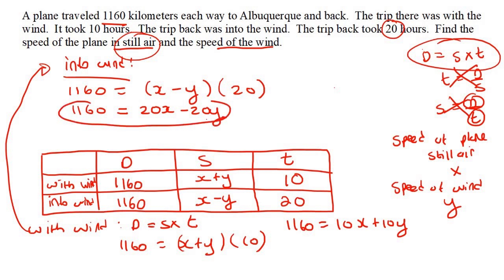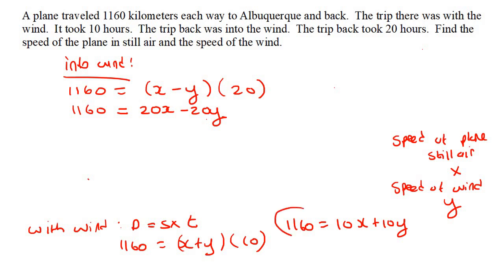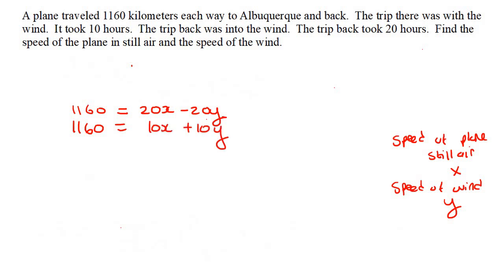We've got the one over here, and we've got the other one over here. So what I'm going to quickly do is write this one directly underneath: 1160 equals 10x plus 10y. And so now we are at the happy place where we have two equations. Here you have the freedom to use elimination, substitution. If you want to, you can graph it. Okay?